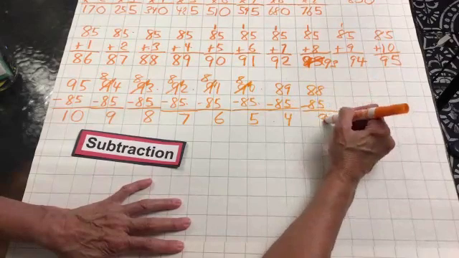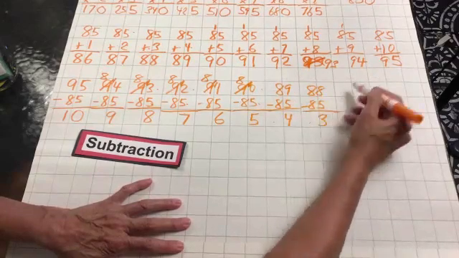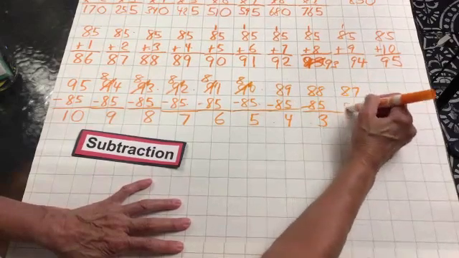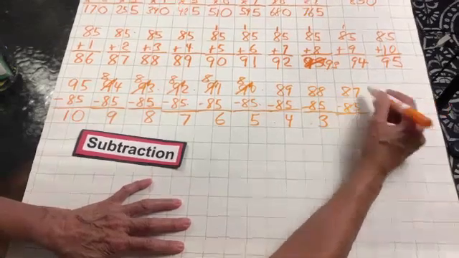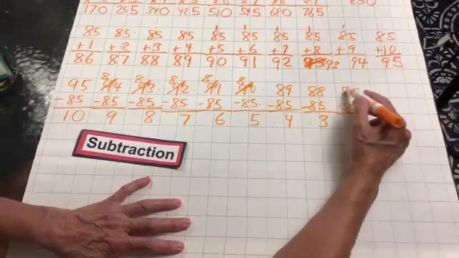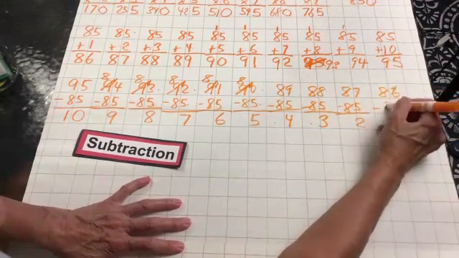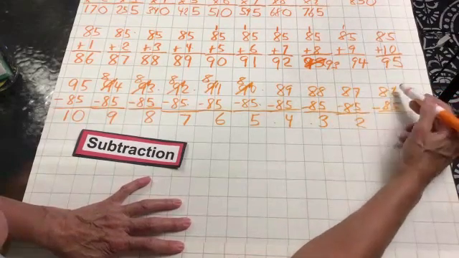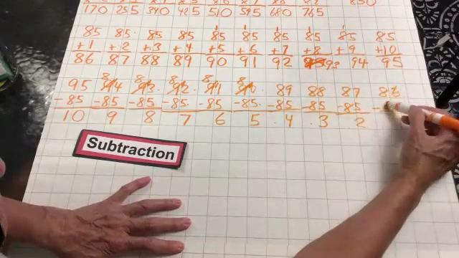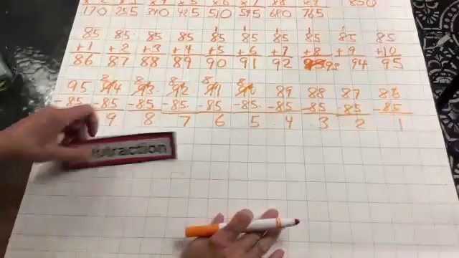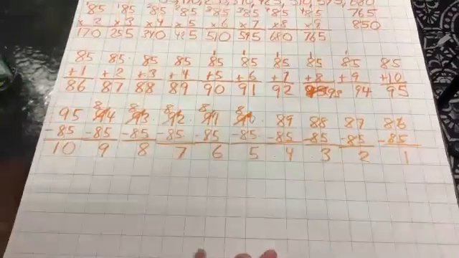8 minus 5 is 3. 8 minus 8, nothing. 87 minus 85. 7 minus 5 is 2. 8 minus 8, nothing. 86 minus 85. 6 minus 5 is 1. 8 minus 8, nothing. All right. And we're done with addition, subtraction, and multiplication.